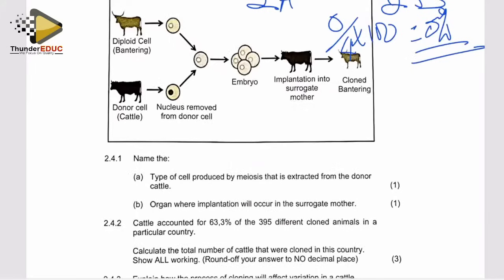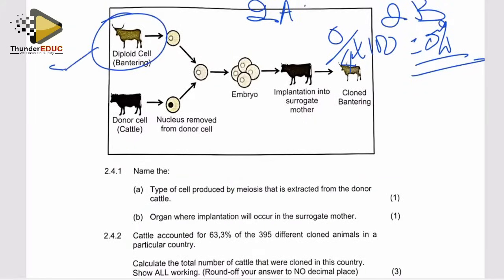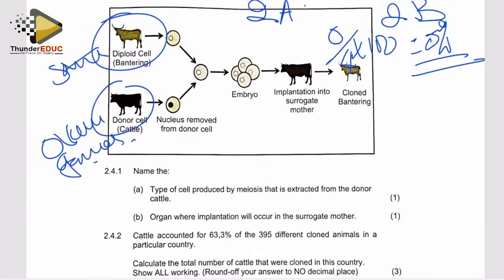So we look at this. This is a somatic cell, and this is the ovum. That's a gamete. So somatic cells are always diploid, while this one is always haploid. Now, because we're looking for the animal which looks like this, I'll keep the nucleus here.